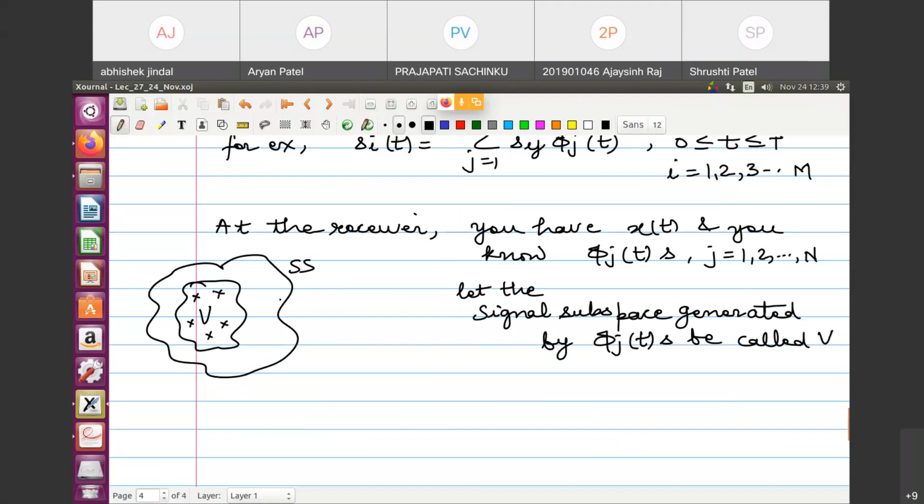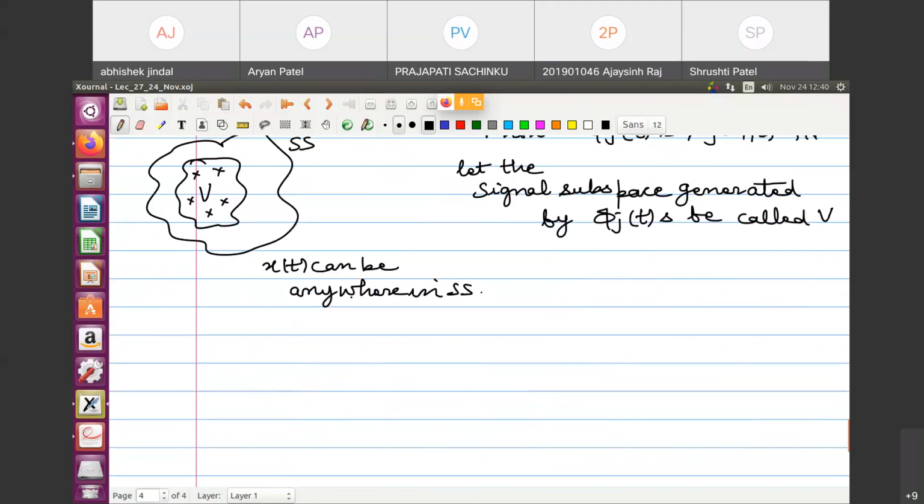Now you will receive some point which is in the signal space. So x of t can belong anywhere in S, x of t can be anywhere in S. Okay, but हमें किससे मतलब है, हमें तो V से मतलब है. तो obvious strategy is to project x(t) on V.